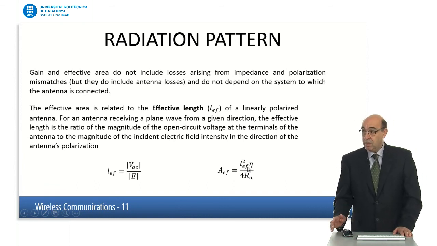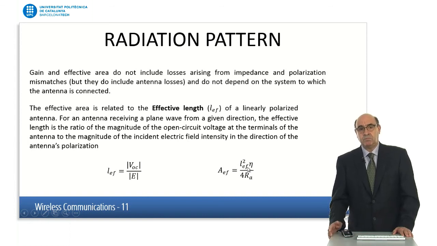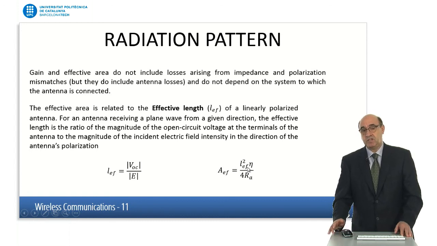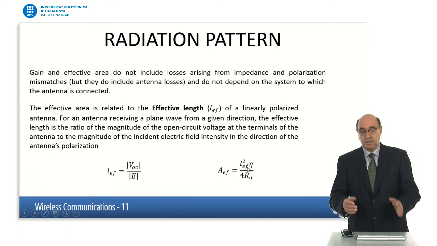So those are the main parameters that you may find in any set of specifications for any communication systems or for any antenna systems, which are antenna impedance, gain, effective area, and they are all related.